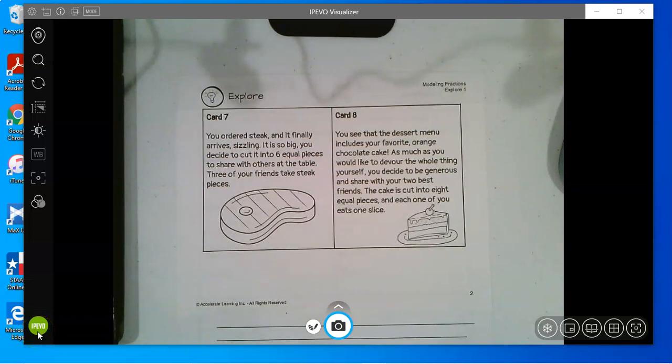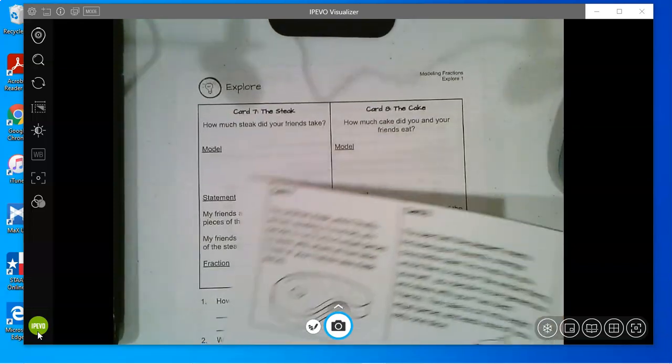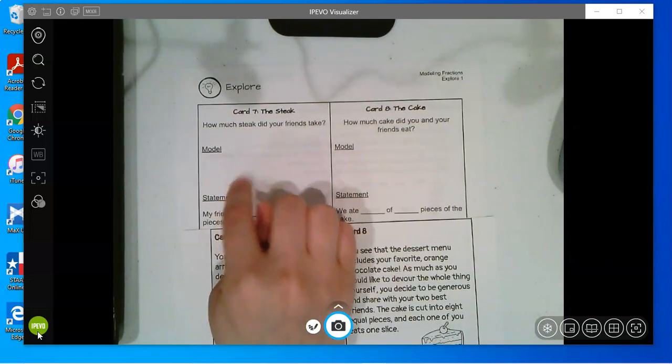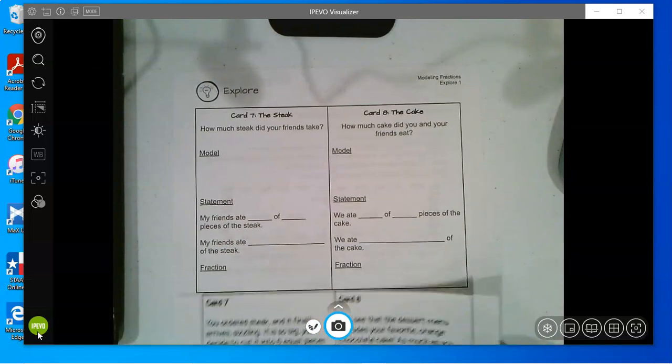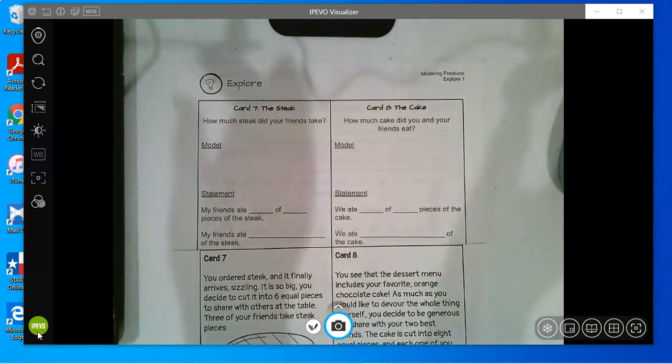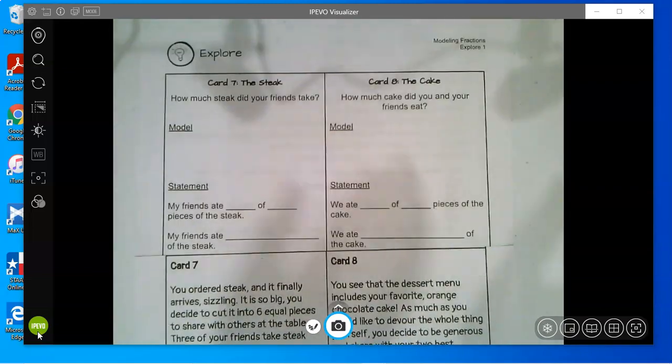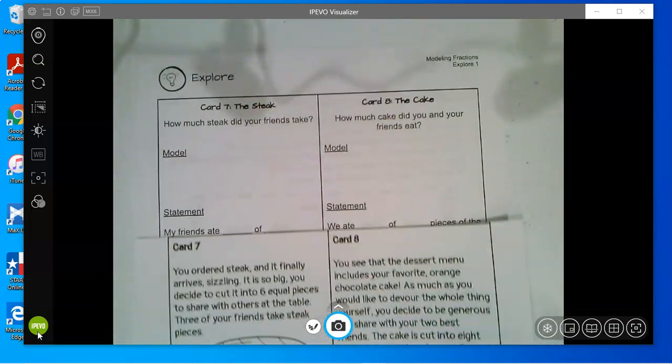Hi guys, so we are working on fractions, and we're going to work on some more problems where we read a scenario and we're going to have to model the fraction, write a statement, and then write the fraction. So you don't have this, you're just going to watch me before you work on some on your own, okay?